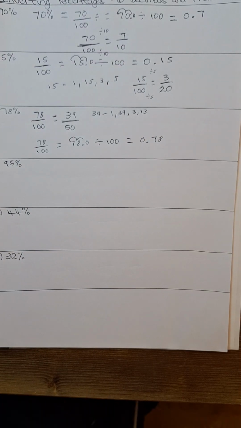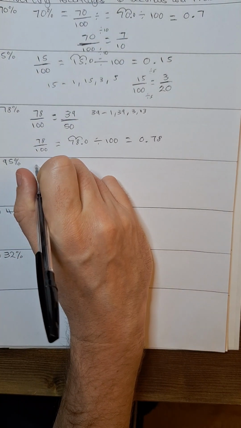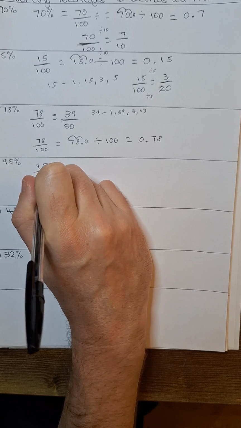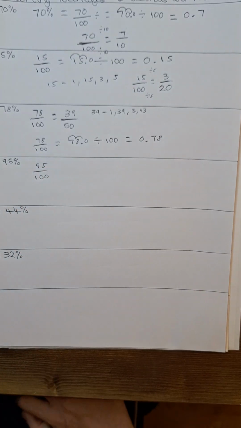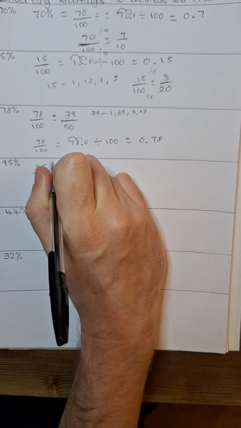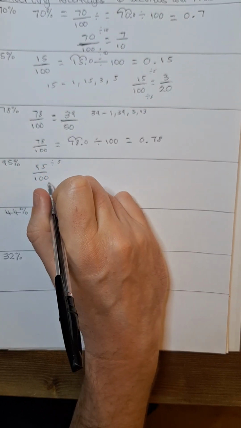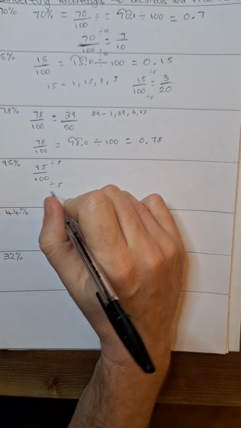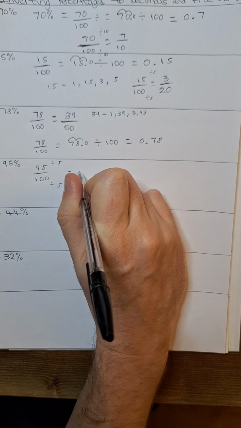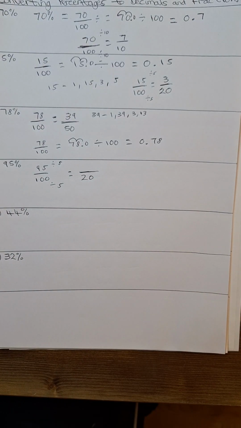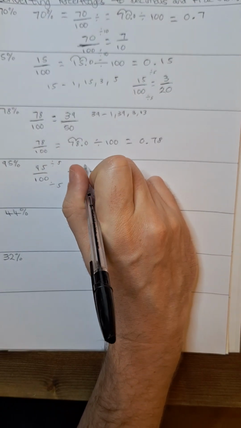Next one we have 95%, which again is 95 over 100. As the numerator ends in 5 and the denominator ends in 0, I know they both divide by 5. Therefore, I'm going to divide the numerator and the denominator by 5, because 5 is a common factor of both. So 100 divided by 5 equals 20, and 95 divided by 5 is 19.